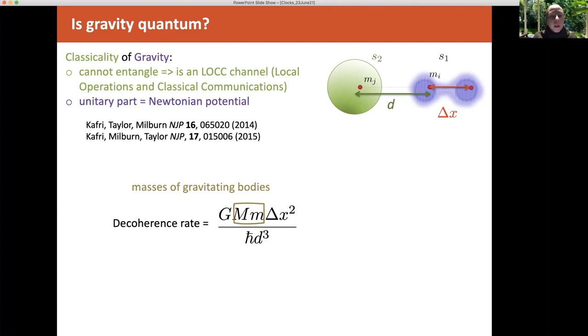So this decoherence rate depends on the masses of the gravitationally interacting bodies, and the size of the superposition of their relative distances. And this applies to some small relative distance as compared to, say, the average distance between them. So they looked in this regime. So D here is kind of like a distance from the center of mass to the surface, and then delta x would be different possible locations of some quantum particle. And that's actually what we did with this theory.